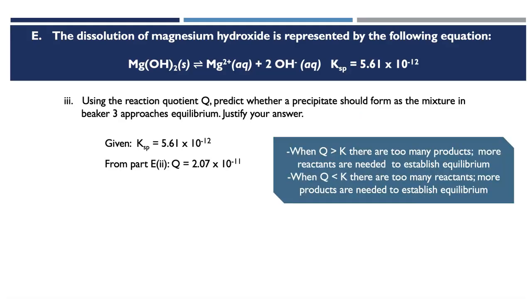What you need to remember with Q versus K problems, if Q is too big, if Q is bigger than K, that's saying that your ratio of products over reactants is too big. You have too many products and not enough reactants. And so I'm going to have to proceed in the reverse direction to make equilibrium.